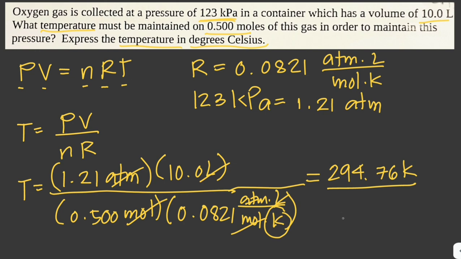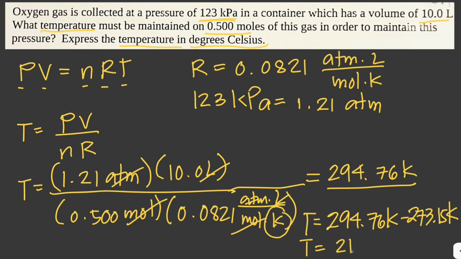So to convert this to degrees Celsius, we just have to subtract 273.15 Kelvin. That is 294.76 Kelvin minus 273.15 Kelvin. So our temperature in degrees Celsius is just equal to 21.6 degrees Celsius, or approximately 22 degrees Celsius.